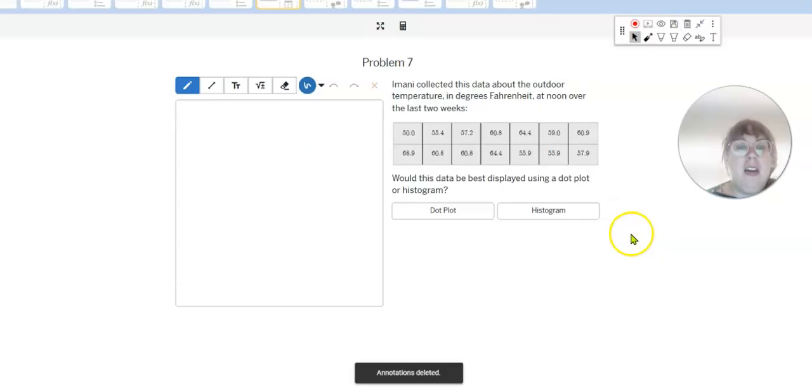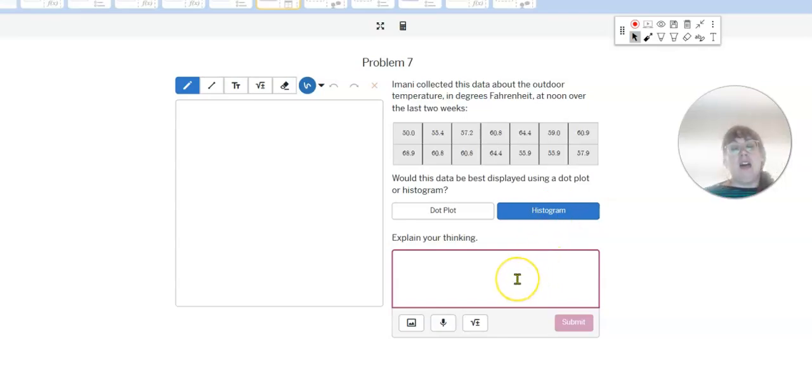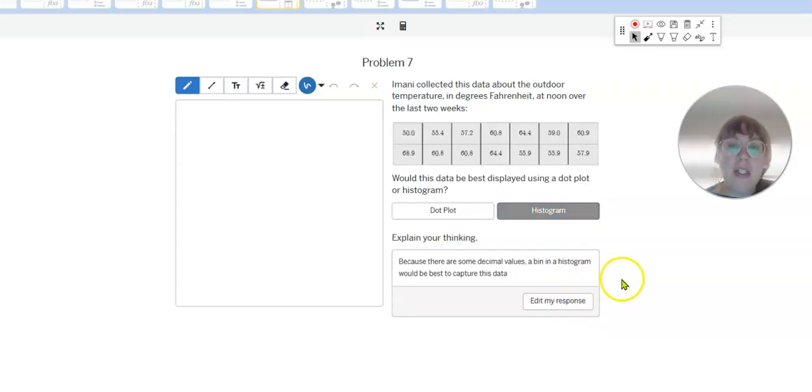Okay. Imani collected this data about the outdoor temperature in degrees Fahrenheit at noon over the last 2 weeks. Would this data be best displayed using a dot plot or a histogram? I would say a histogram, because there are some decimal values. A bin in a histogram would be best to capture this data. That would be my vote.